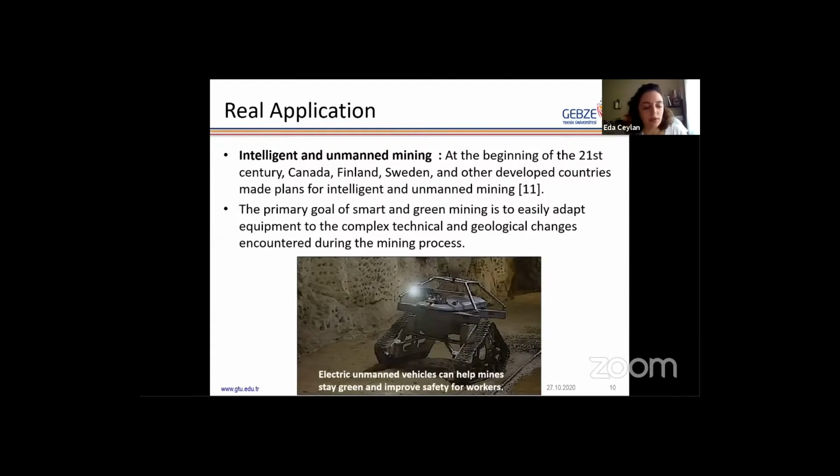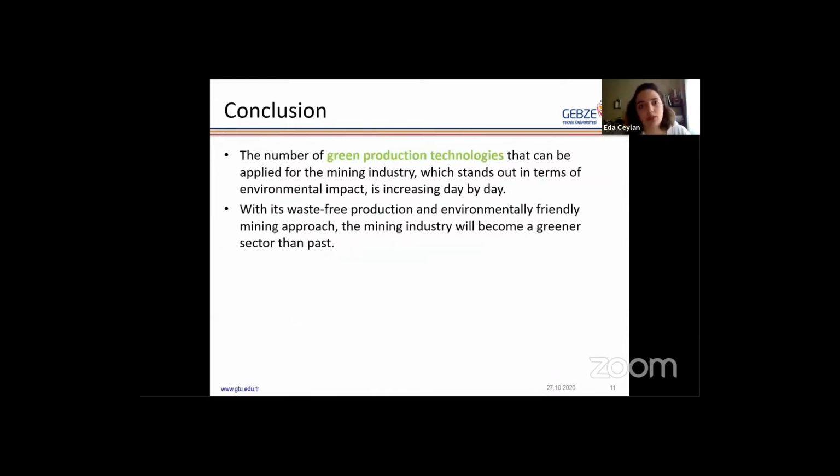As we come to the end of my presentation, the number of green production technologies that can be applied for the mining industry, which stand out in terms of environmental impact, is increasing day by day. With this waste-free production and environmentally friendly mining approach, the mining industry will become a greener sector than in the past. These are my references. Thank you for listening.